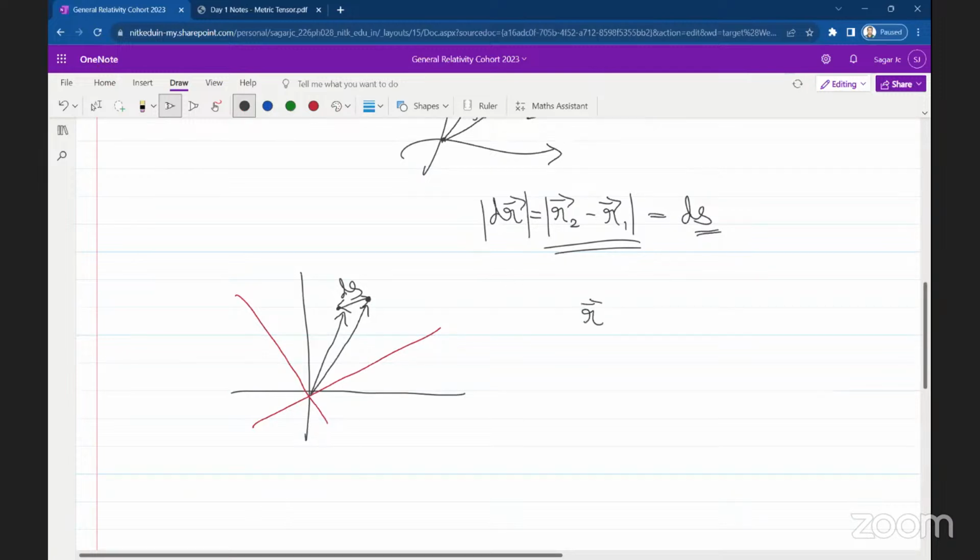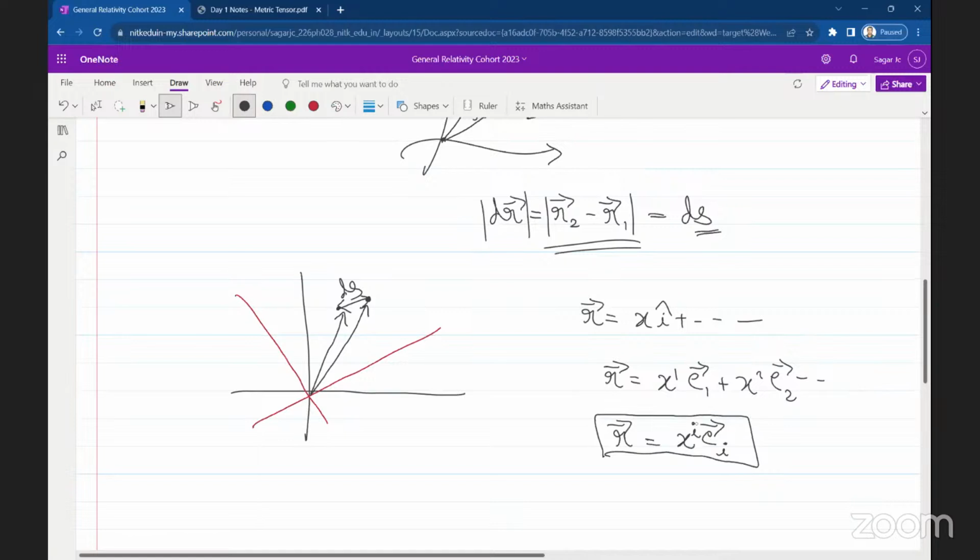So we know the r vector. Component-wise, how can I write the r vector? Usually in Cartesian, we write it as x i cap plus so on, right? So in any arbitrary coordinate system, I can write the r vector to be x1 in the e1 direction plus x2 in the e2 direction, and so on. In Einstein notation, I can write it as xi ei vector. So this is your r vector, where xi is your contravariant component.